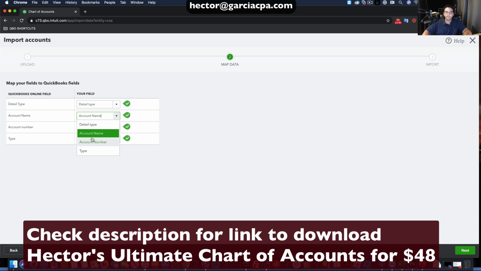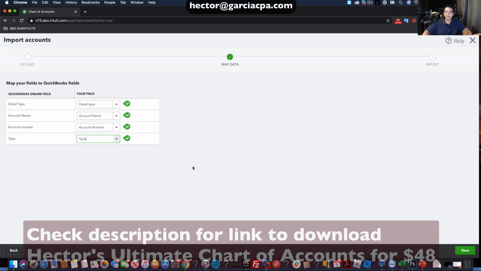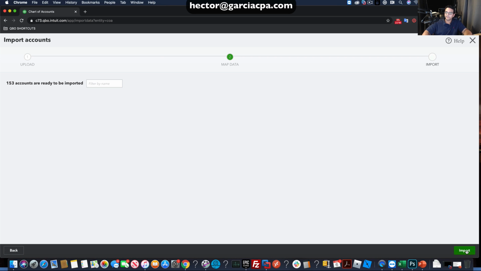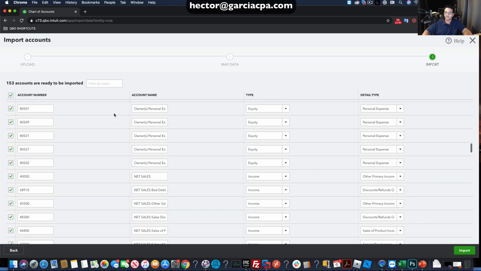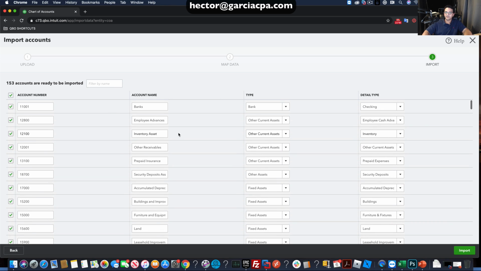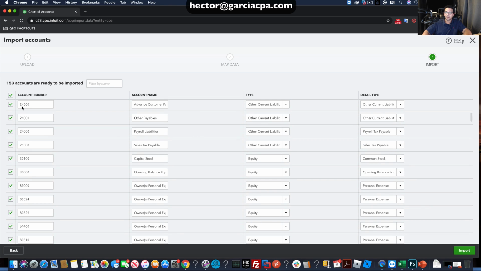And now I have to make sure that everything is mapped here. So I got detail type, map to detail type, account name, map to account name, account number, and type all mapped together. So once all four are mapped, I'm going to click on next. Then it's going to give me a quick preview of what this is going to look like. So notice all the accounts that I created with the account numbers are all here ready to import. It's 153 accounts from my spreadsheet.